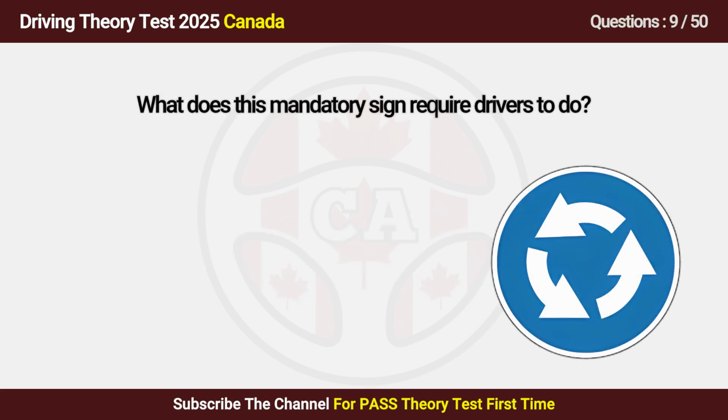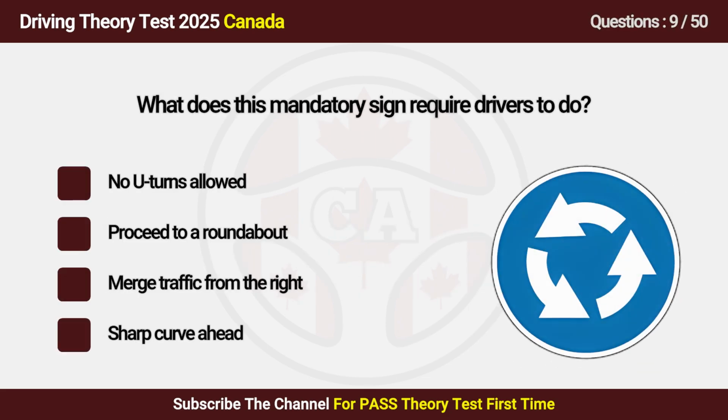Question 9. What does this mandatory sign require drivers to do? A. No U-turns allowed. B. Proceed to a roundabout. C. Merge traffic from the right. D. Sharp curve ahead.